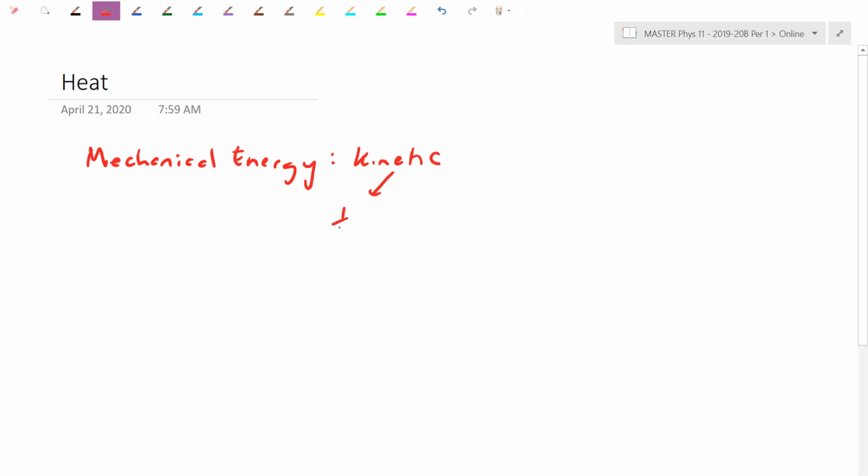So you had a formula here, 1/2 mv squared. That's on your formula sheet. You can either say Ke or Ek for that. Kinetic and potential. Remember that the word potential here means stored energy. We did one form of stored energy here called gravitational potential energy.